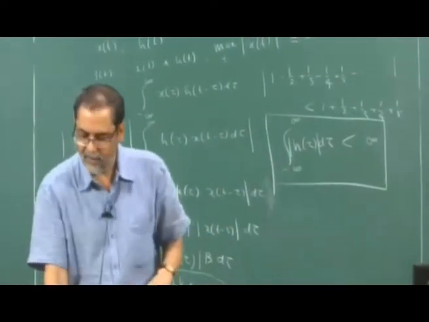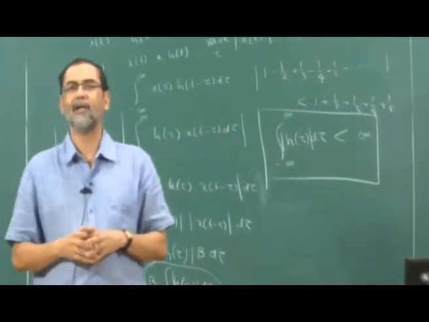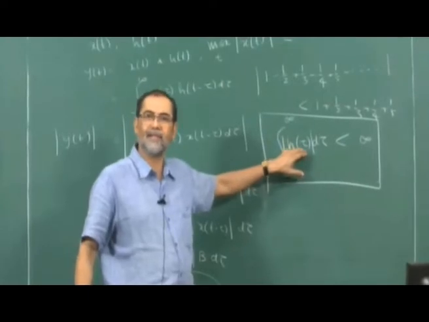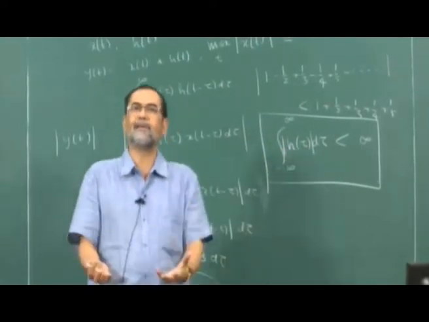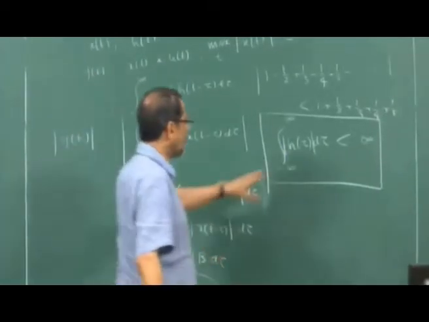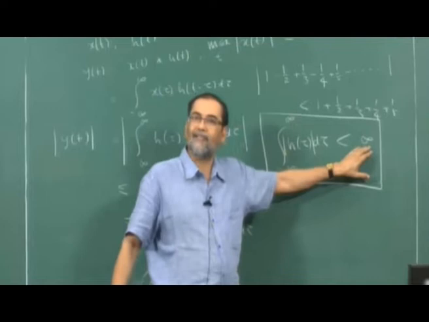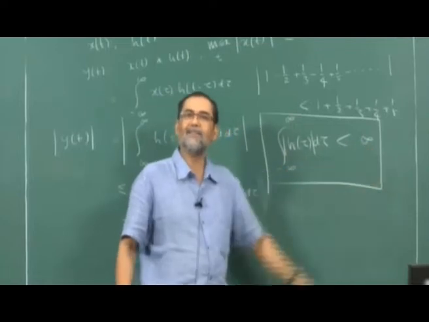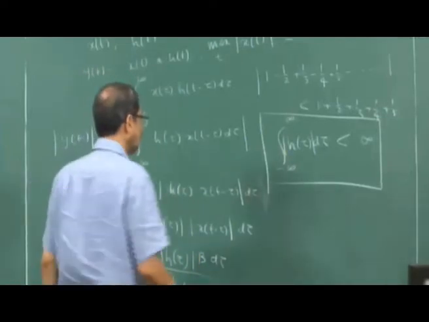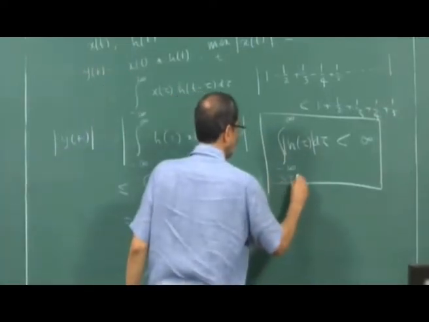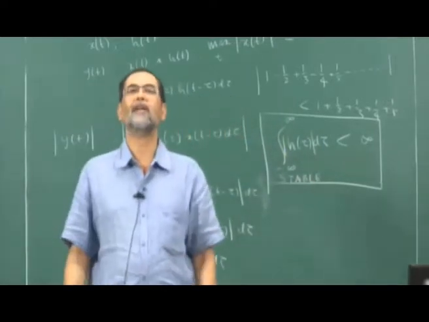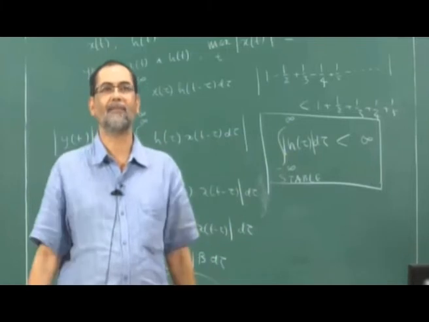So what it says is, given an impulse response, if the impulse response is absolutely integrable, as it is called in mathematics, meaning I can take its absolute value and integrate, and if that integration is finite, then that is the condition for stability. So given an impulse response, check if it is absolutely integrable. If it is, then the system is stable.